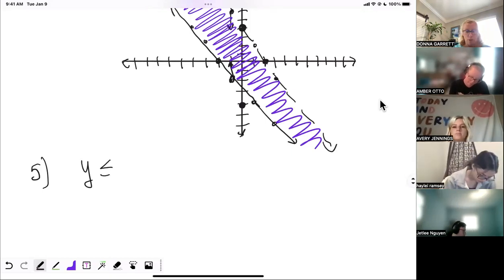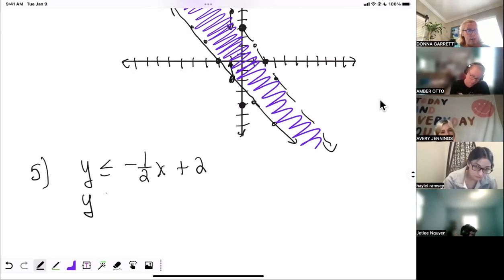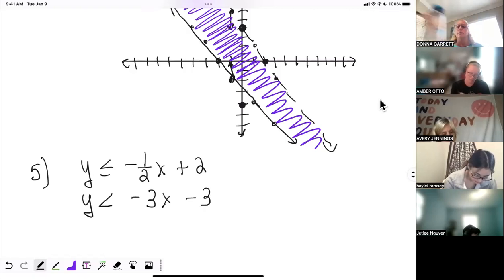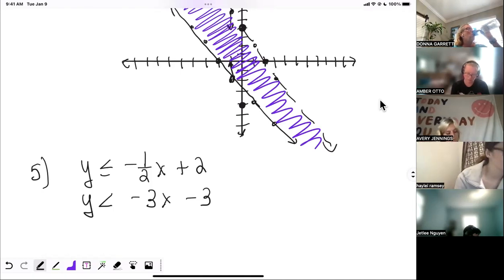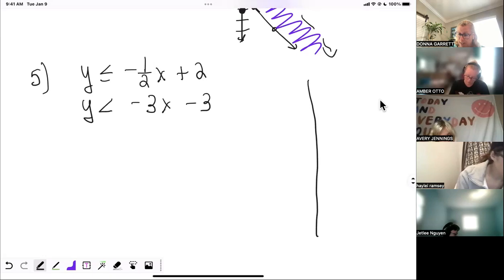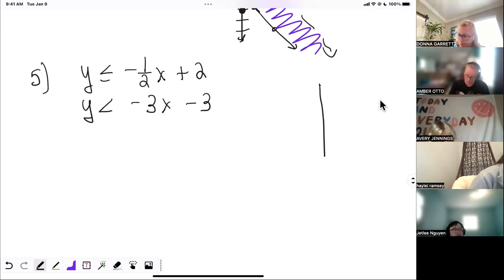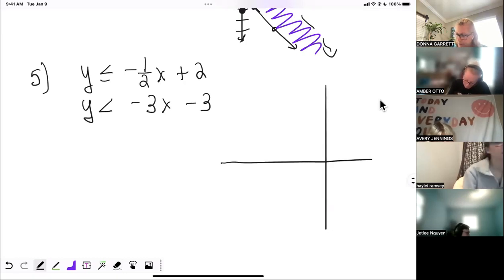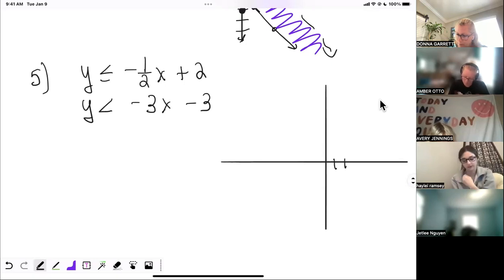Y less than or equal to -1/2 x plus 2. Y is greater, oops, sorry, not less, greater than -3x minus 3. All right, so make a line. I don't have to solve anything. It's already y equals, right? Make our graph.